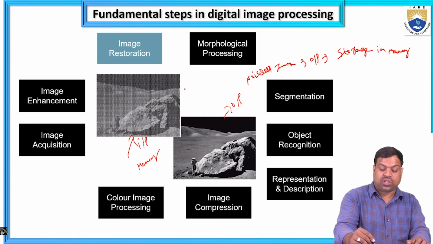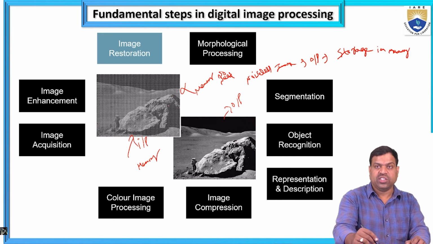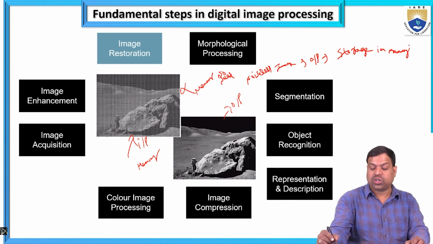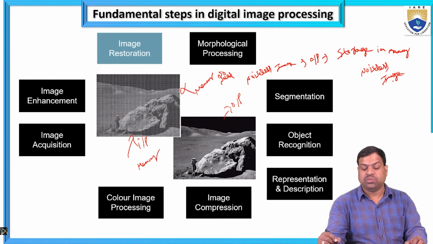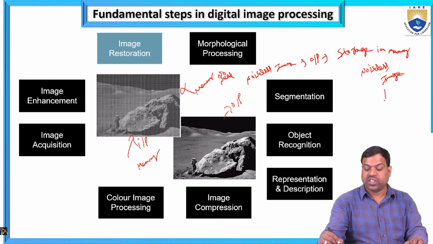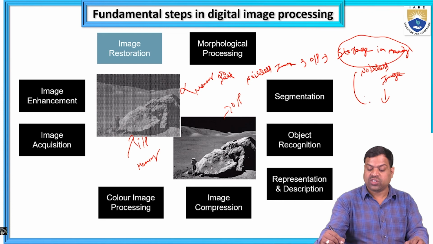So what about the first input? I have no need of this one, so I am removing it from the memory. Why? Because it is a noisy image, I have no need to store it. In this place I put the output. What is the output? The noiseless image. This noiseless image I store there. So that is called storage in memory. That is called image restoration.